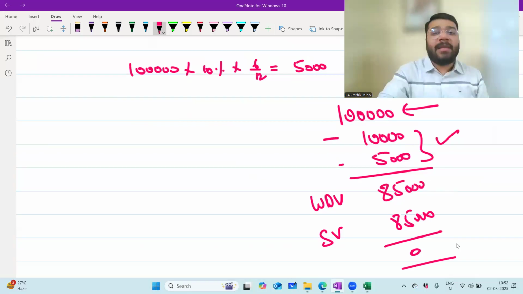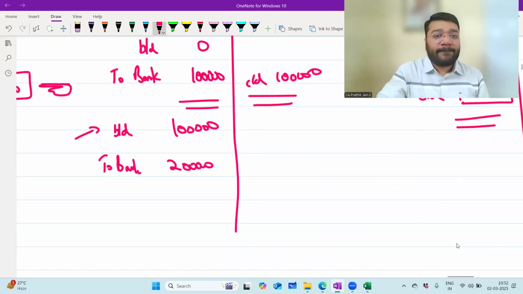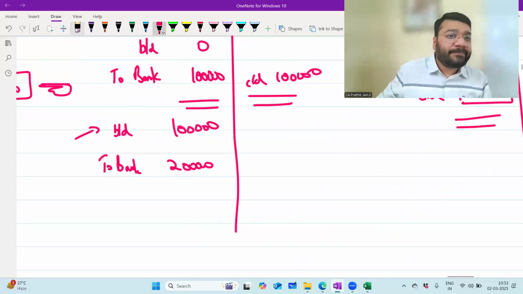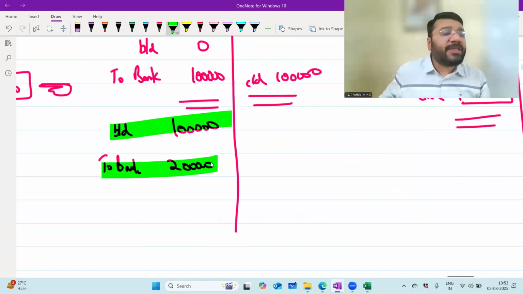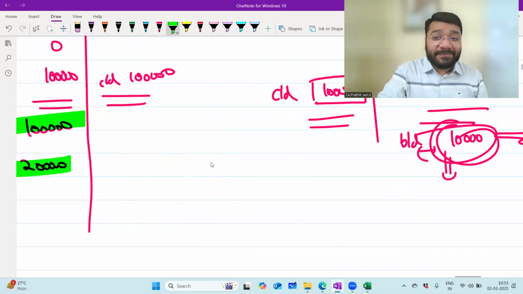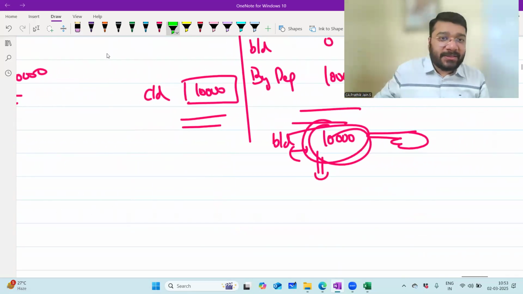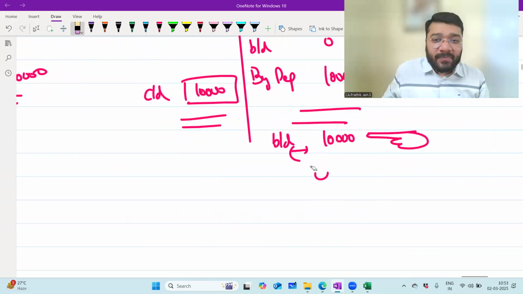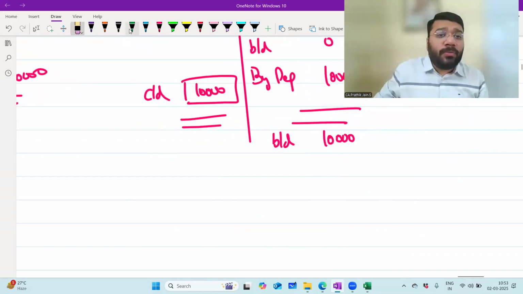Correct? Now please tell me, what is my next entry? First is the opening balance I recorded. Purchase of new asset recorded. Now the depreciation entry. What is the depreciation entry? Yes. Depreciation account debit to PFD.